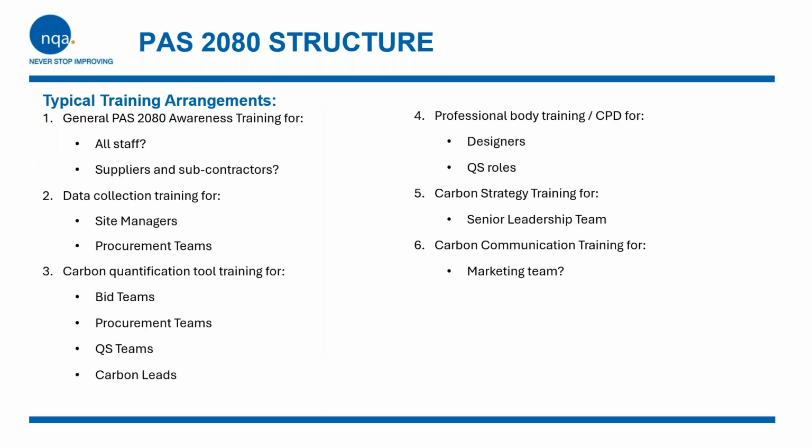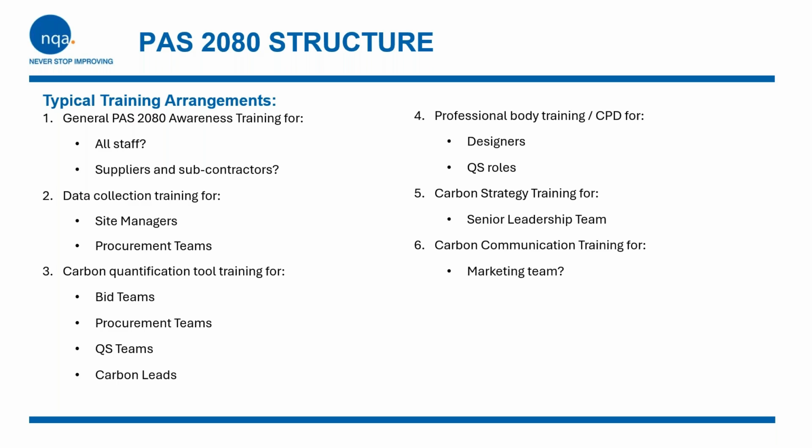In terms of training, this would perhaps be how you might identify what the typical training arrangements might be. So, general PAS 2080 awareness training for maybe all staff or maybe suppliers and subcontractors. There are going to be people, boots on the ground, whose job it is to do the data collection at site. So maybe the site managers and the procurement teams might require training in activity data collection for conversion into carbon. There's always going to be some form of carbon quantification tool, and we'll look at one of those in a second. Individuals in the bid teams and procurement teams, quantity surveyors, and maybe carbon leads if appointed, would need training in how to use those carbon quantification tools.